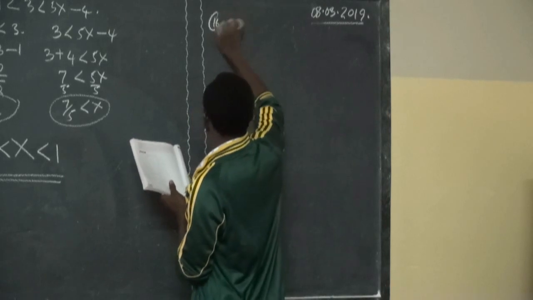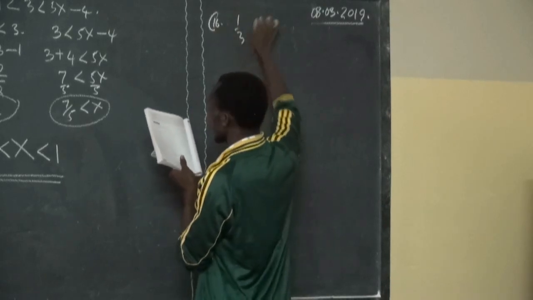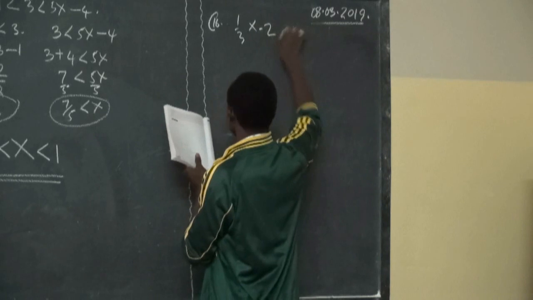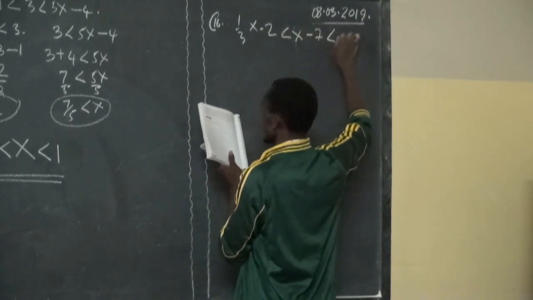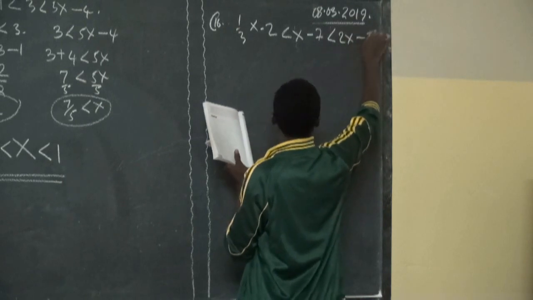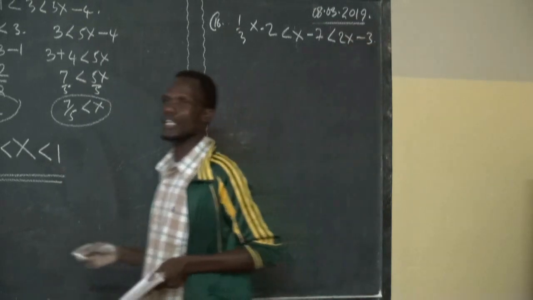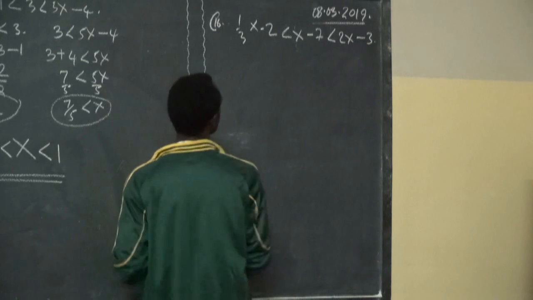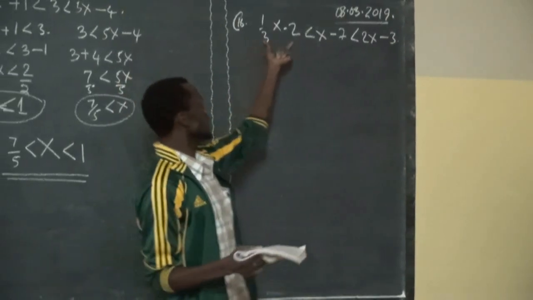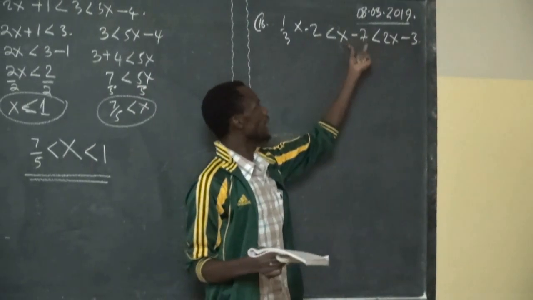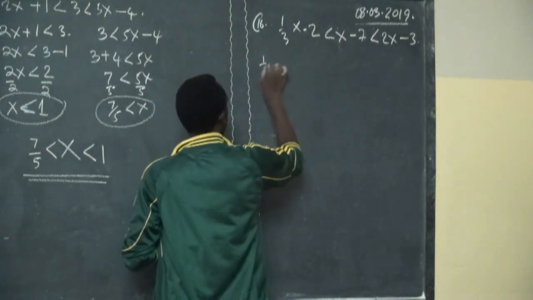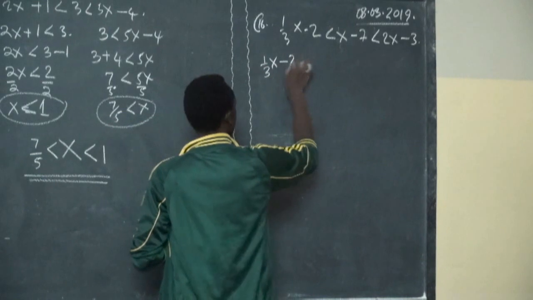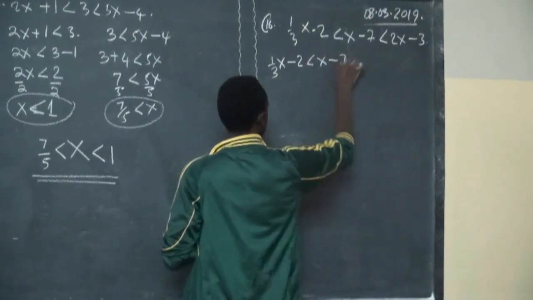Now question number 16. We have 1 over 3x minus 2 is less than x minus 7, and this is less than 2x minus what? 3. The same concept that we must apply. We apply this concept. This is less than this one, and this one is less than this one. Now, we have 1 over 3x minus 2 is less than x minus 7.